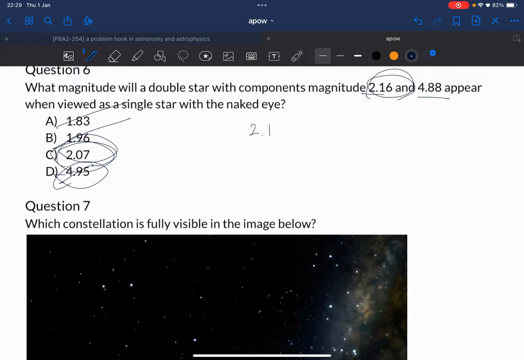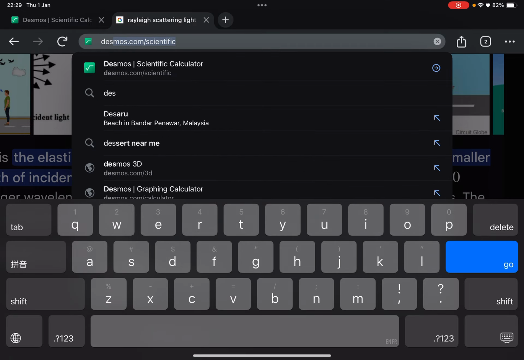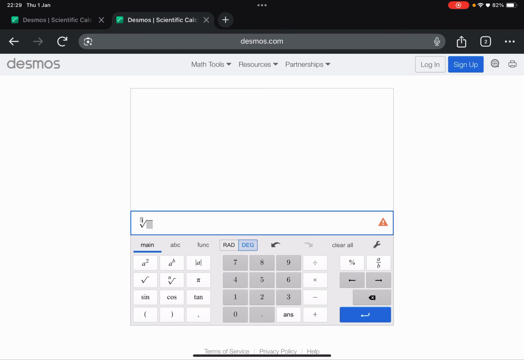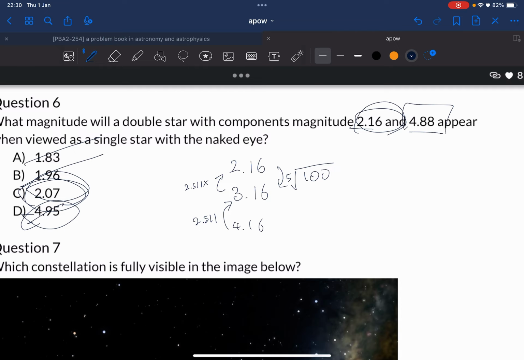Take note that the magnitude scale is like 1 mag is like cube root 100. No, fifth root 100. Fifth root, I believe, 2.51. Fifth root. You know what? Let's just check it out. Is it fifth root? Yeah, it's the fifth root, so it's like 2.511 times more. So when you look at this, it's 2.511 times brighter, and so at 4.16 it's another 2.511 times brighter, and right now we have like a 4.88.